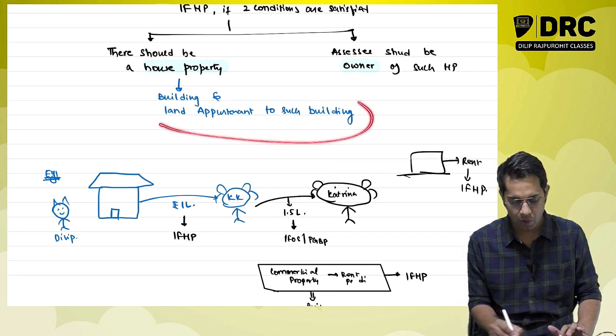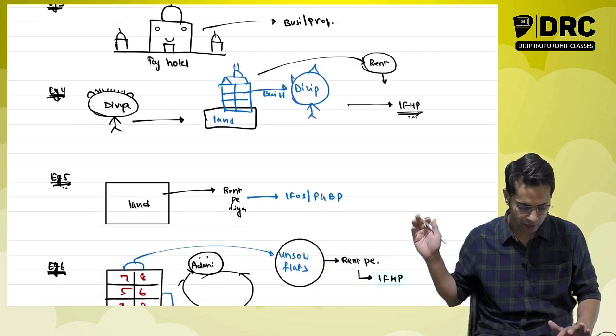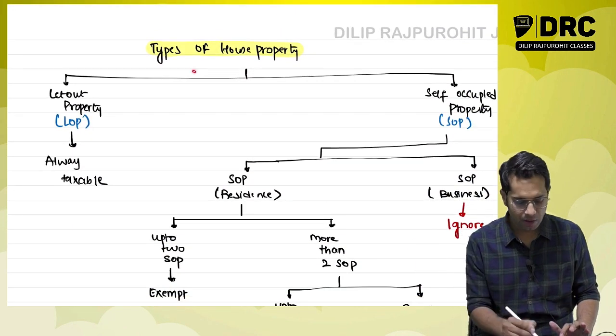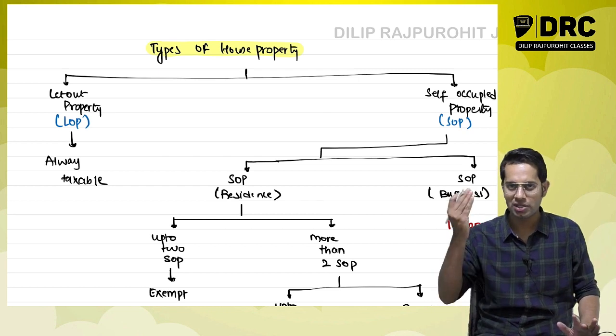So what do you mean by house property? House property means a building and the land pertinent to such building. We had taken some good examples with regard to this point, and then we also discussed the types of house property. House properties can be of two types: one is let out property, another one is self-occupied property.